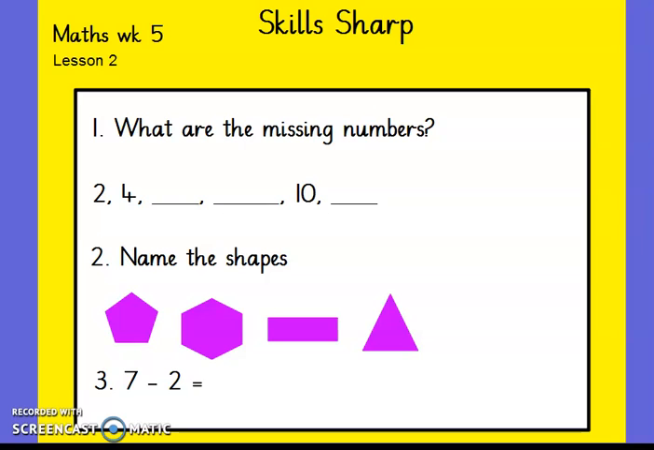We're going to get our maths brains warmed up with a Skills Sharp. So have a look. What are the missing numbers? We've got 2, 4, 2 missing numbers, then a 10, and then another missing number. Have a little go.